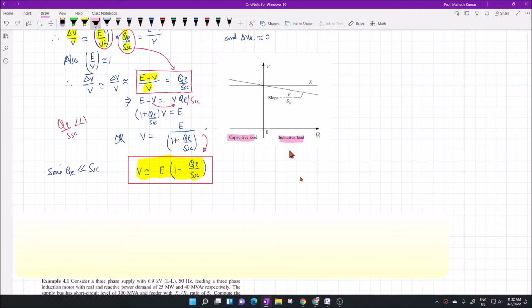So when the load is inductive, that is QL is positive, then B will be less than E. You can see from here. If QL is positive, meaning basically inductive, then you see that B will be less than E. And you can see that B is reducing than E. This is the line of B.